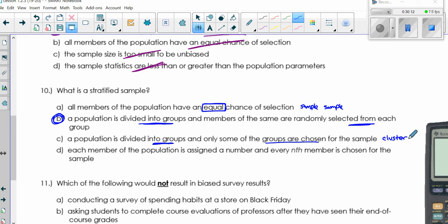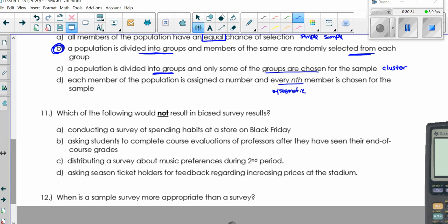Okay. The last one says each member of the population is assigned a number and every nth number is chosen from the sample. This is systematic. So if we randomly pick that the 7th person is picked, then that is your system. Okay. All right. So the only one on here is not convenience, or is convenience. All right. Next one. Which of the following would not result in biased survey results? So we got to pay attention to what this is saying.